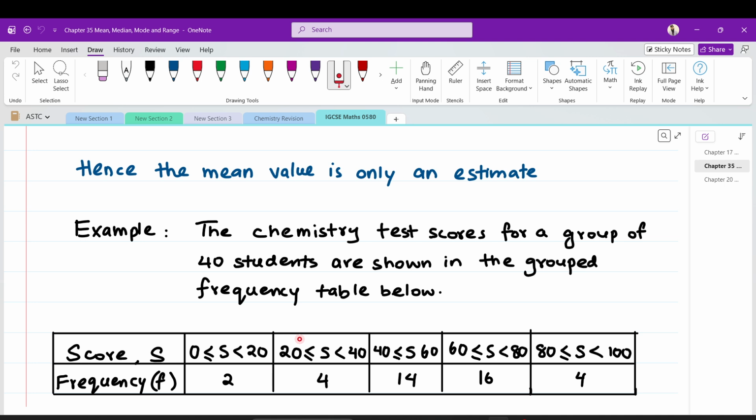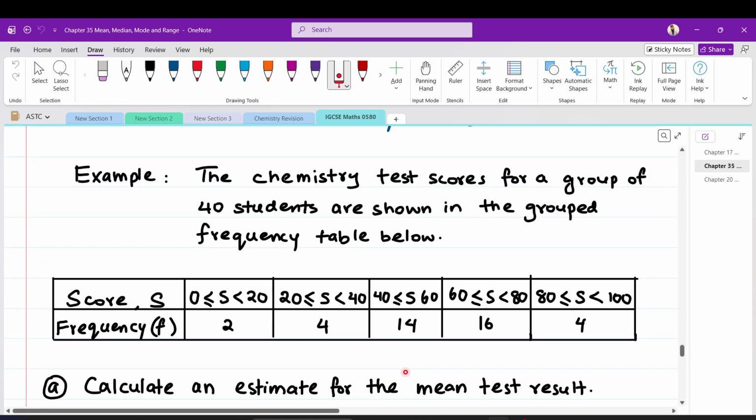How many students got marks between 20 and 40? There were four students. How many students got marks between 40 and 60? There were 14 students, and so on. So this is what it tells you. It only gives you an interval, and within this interval, how many students were able to score within this range? So that was 14 students. Now the question is: calculate an estimate for the mean test result.